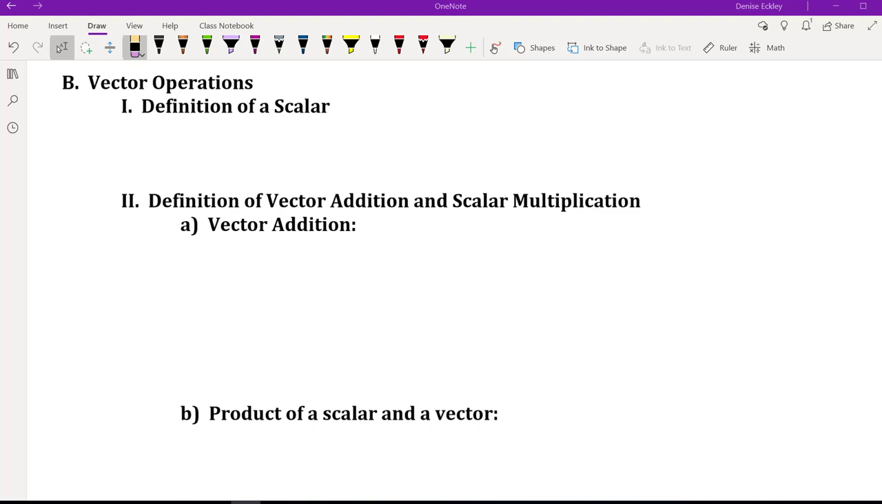This is part 2 of lesson 6.1, Vectors in a Plane. We're going to start this part by talking about vector operations. So we need a couple more definitions.